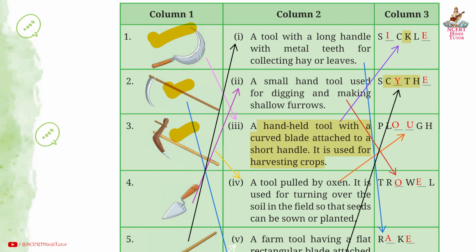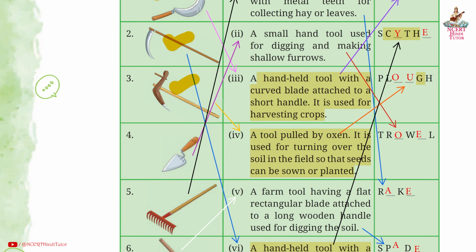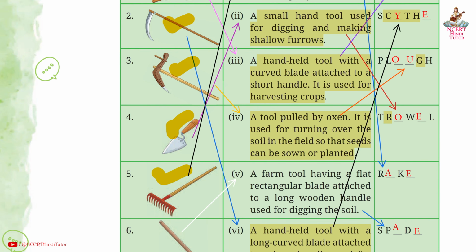Third, this one. Fourth, a tool pulled by oxen. It is used for turning over the soil in the field so that seeds can be sown or planted. So its name is plough. Fourth, this one. Second, a small hand tool used for digging and making shallow furrows. Its name is trowel.